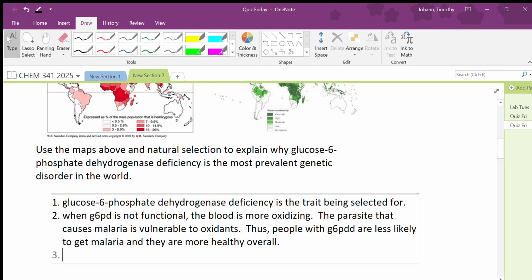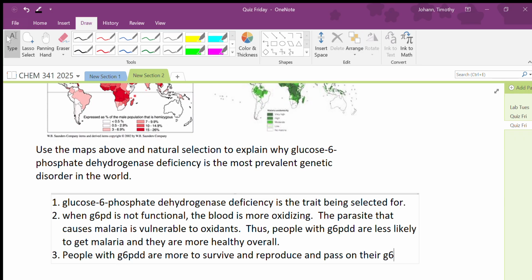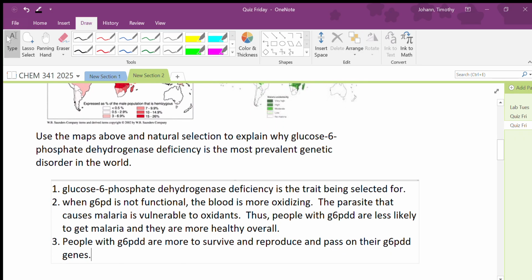All right, then the consequences of that are what? That's on the deficiency tree. People with glucose 6-phosphate dehydrogenase deficiency are more likely to survive and reproduce and pass on their glucose 6-phosphate dehydrogenase deficiency genes. Does that make sense? Okay.